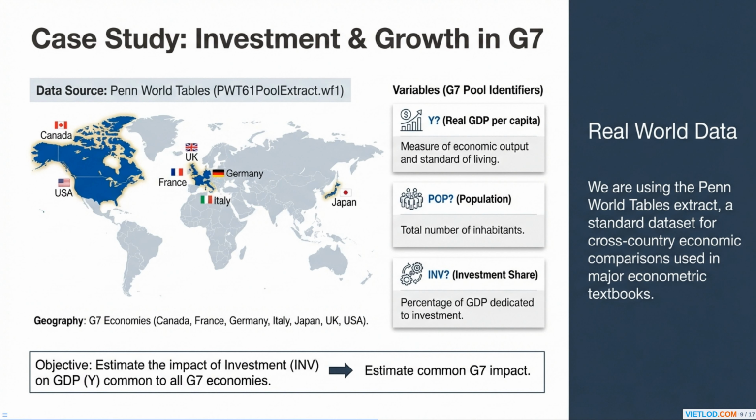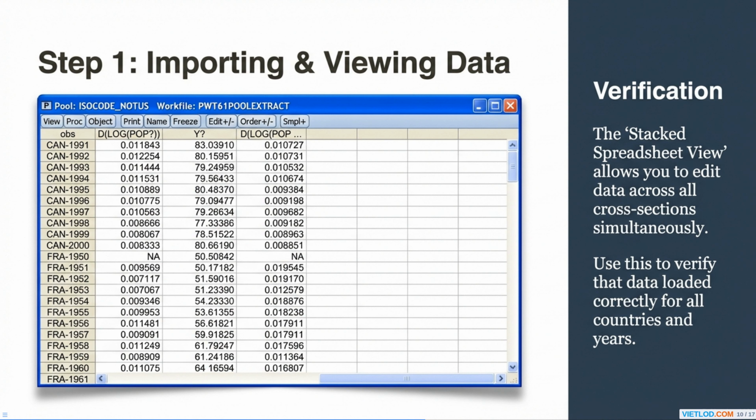The main objective is to estimate the common impact of the investment share on economic growth across all 7 of these major economies. The PWT, or Penn World Tables, is a widely used database that provides purchasing power parity and national income accounts for a large number of countries over time, making it perfect for cross-country comparisons like this one. Now, let's walk through the step-by-step process in EViews, starting with how to set up the pool object.